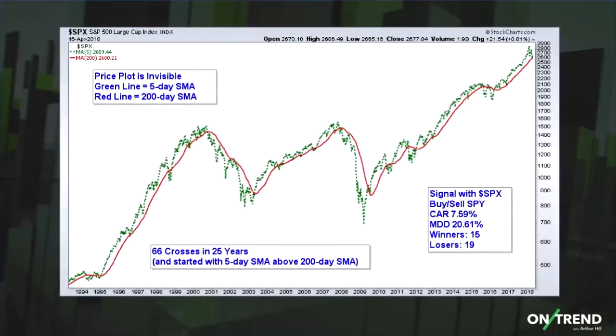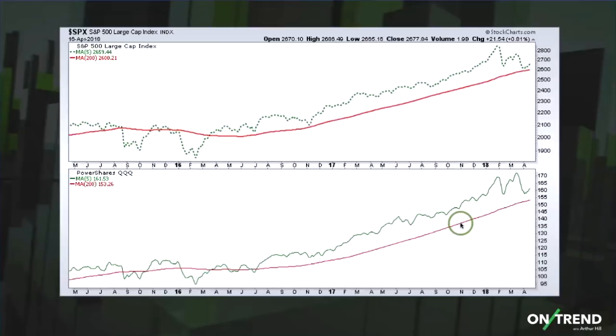Now from last week, this is the chart showing the 5-day SMA of the S&P 500 and the 200-day SMA. The S&P 500 itself is invisible, so I'm just focusing on these moving average crossovers. I did a back test, and there were 66 crosses in 25 years, and kind of a 67th if you count this beginning, when the 5-day SMA was already above the 200-day. If you run the numbers, you can see that the compound annual return was 7.6%, and the drawdown was around 20%. So I'm going to take this a step further now and see if we can use S&P 500 signals on QQQ, DIA, IJR, and MDY.